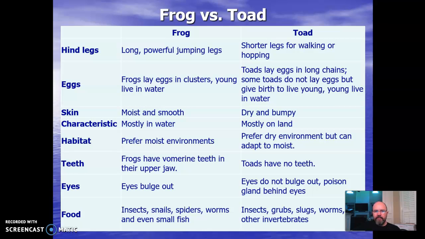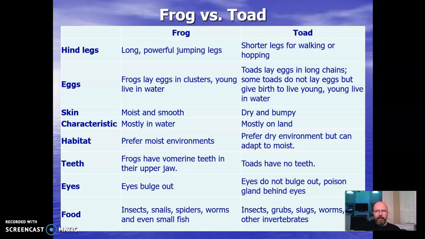Remember, that's called viviparity. Skin of a frog tends to be moist and smooth. Skin of a toad tends to be dry and bumpy. Frogs mostly are found in the water or around the water. Toads tend to live farther into land and spend less time near the water. Doesn't mean that they don't go into the water. It doesn't mean that frogs always stay in the water. Habitat. Frogs prefer moist environments. Toads prefer drier environments, but can adapt to living in moist conditions.